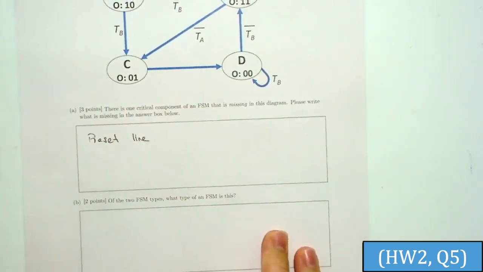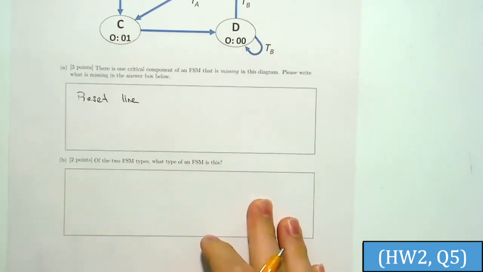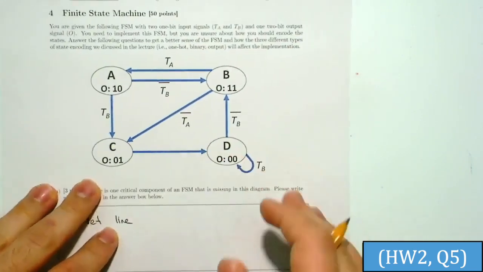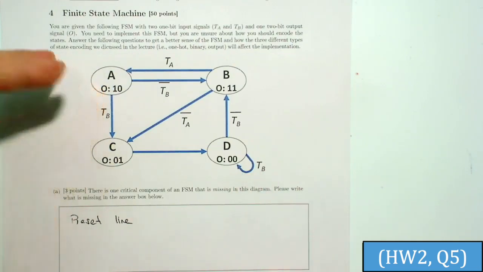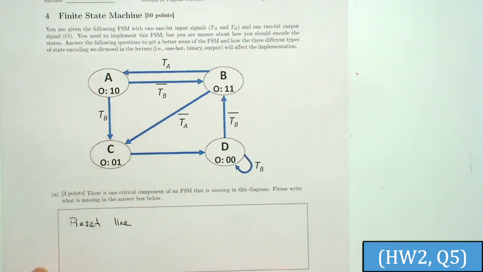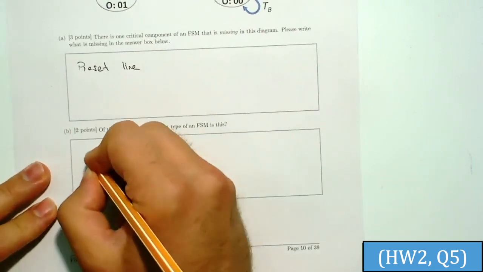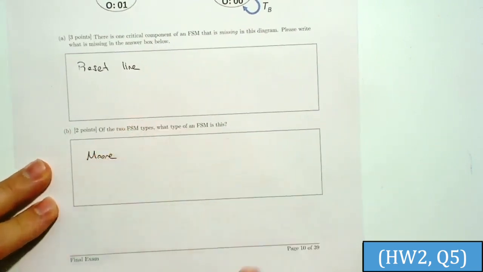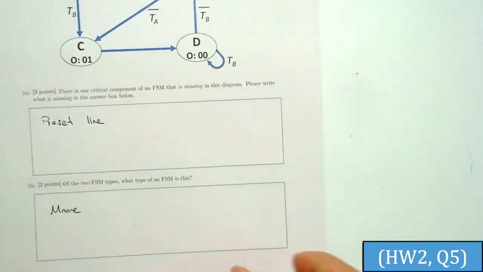For this FSM. For the second question, it says, of the two FSM types, which are Moore's and Mealy's, what type of an FSM is this? If you look at that representation, you'll see that the output only depends on the state, but doesn't depend on the input, right? So this means that this is a Moore's representation. If the output only depends on the state, then this is Moore's. All right, so far so good, I guess. These are relatively the easier ones.